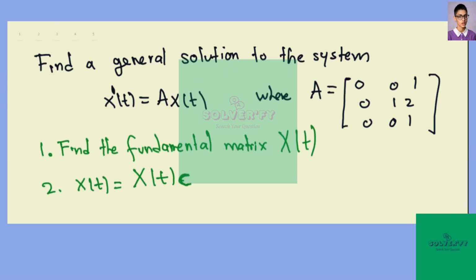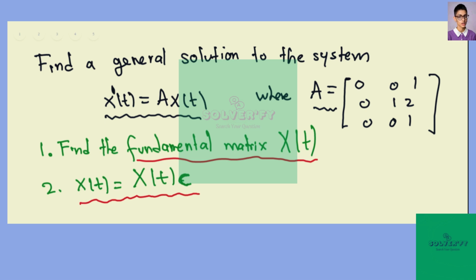In this problem, we will find the solution to the following differential equation, where A is this matrix and x(t) is a vector of functions of t. To solve this problem, we will use two main steps. The first step is to find the fundamental matrix of the system, X(t). Then we will use this formula: the vector solution little x(t) is equal to capital X(t) times the vector of constants C1, C2, and C3.